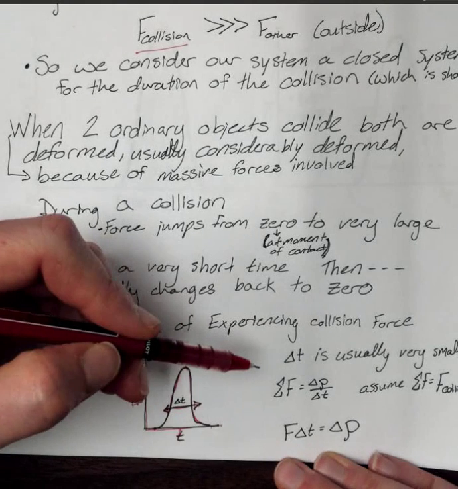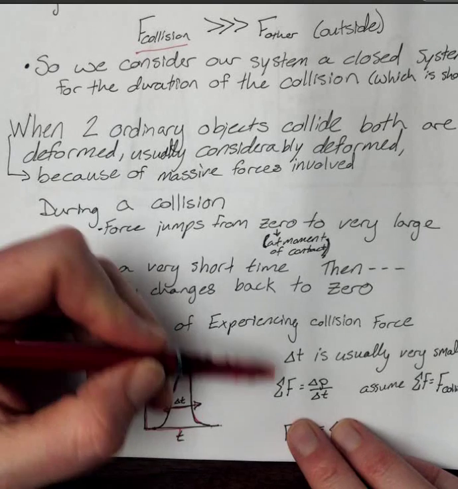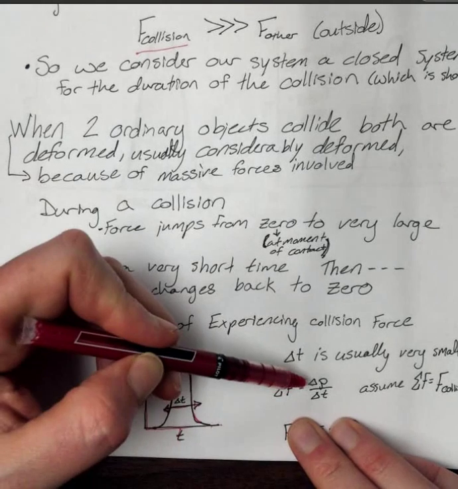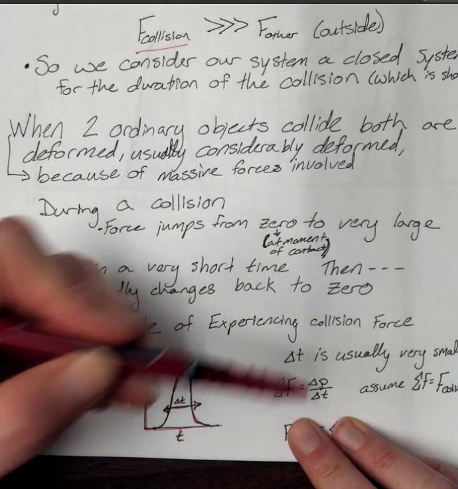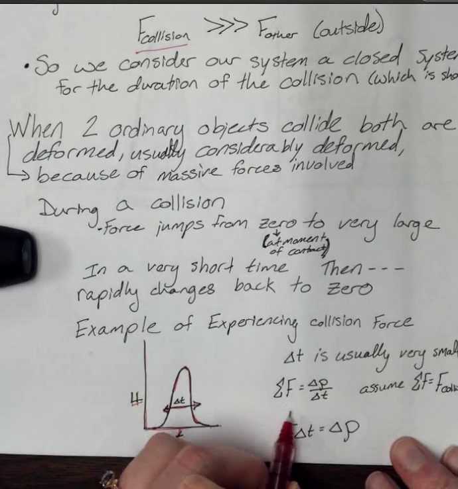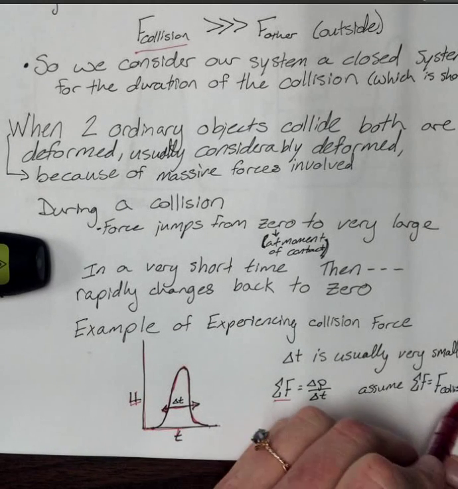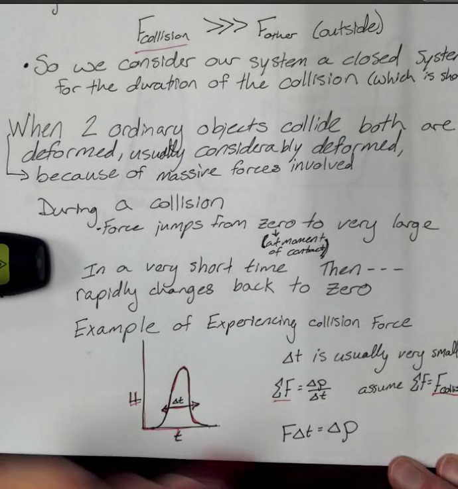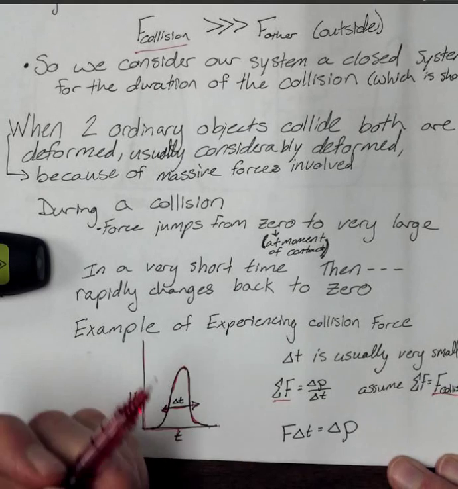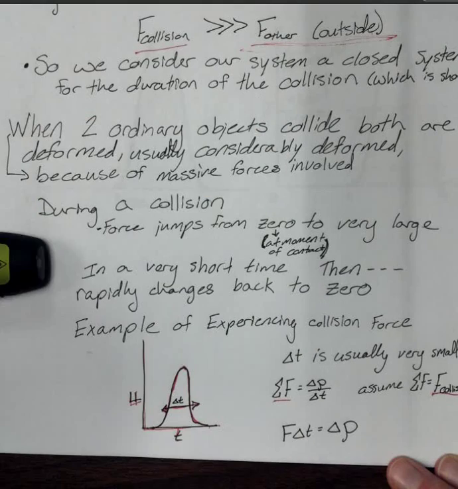Remember that if we're going to consider the force over time, that interval of time is actually very, very small. And according to Newton's second law, the net force that an object experiences is going to be equal to the change in momentum over time, or the rate of change of momentum. And what we also assume is that the net force that matters during a collision is actually just the force of collision, because we said that those other outside forces are so small that we're going to neglect them.